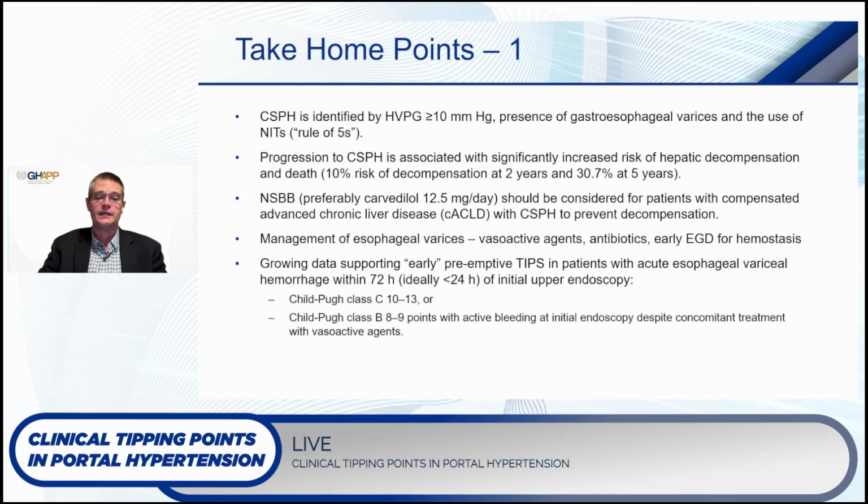There's growing data to support the idea of early or preemptive TIPS in patients with acute variceal hemorrhage within 72 hours, but ideally less than 24 hours from the initial endoscopy if possible, specifically in patients with Child-Pugh Class C or Child-Pugh Class B who have active bleeding on the initial endoscopy.